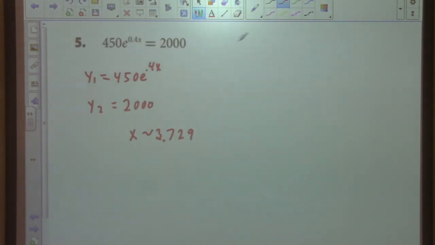And then solving this algebraically, if we have 450 e to the 0.4x equals 2000, how are you going to solve that one algebraically? Divide by 450, right, to get the e term by itself. Divide by 450, okay. I'm with you there.